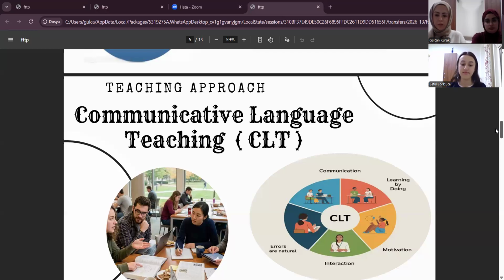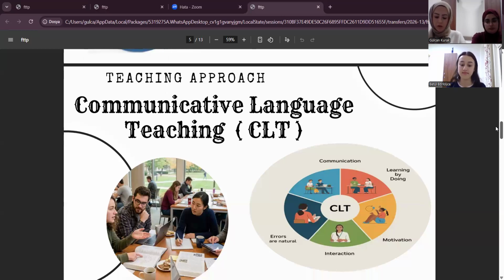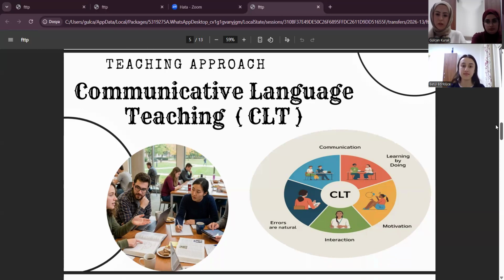And so here, language is learned by using it, not by studying it individually. Now that we understand how sociocultural theory shapes approach, I will hand over to my colleague who will explain how this approach translates into methodology, instructional strategy, and material design.